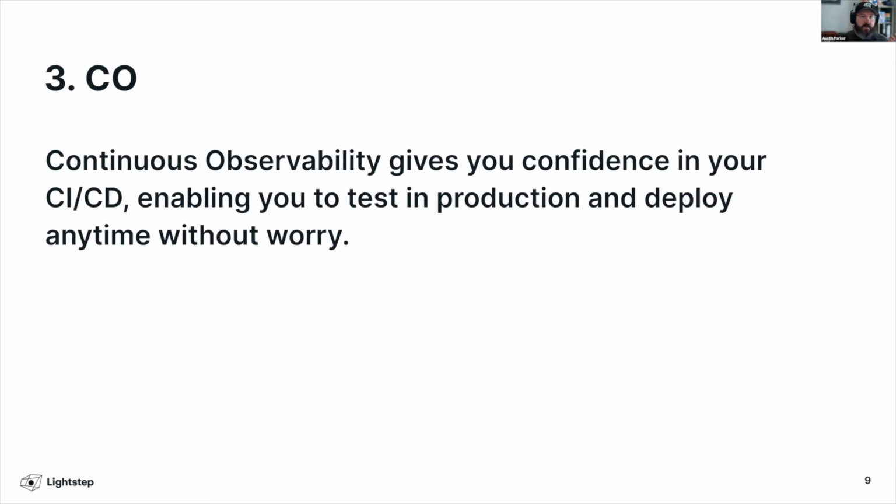Now I can just have an arbitrary question like, hey, where's the next McDonald's? And my phone will tell me. Cool, right? How did we get that? We got that from context. And that's what continuous observability is really about.